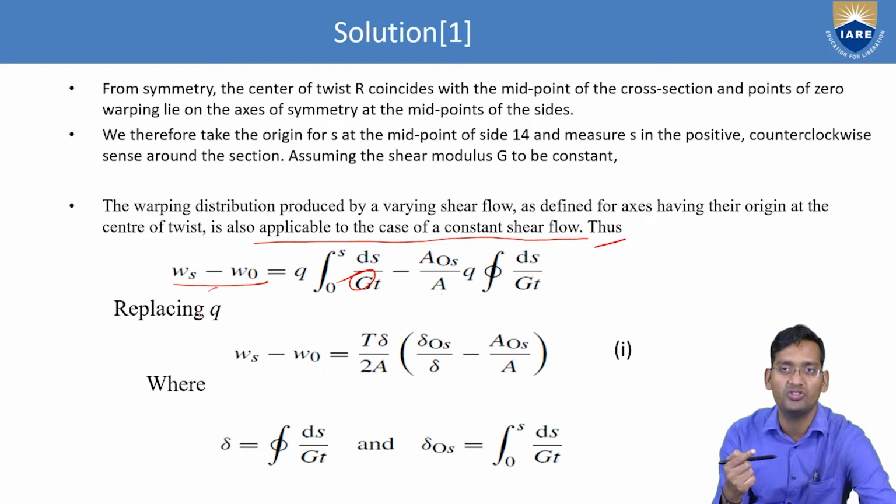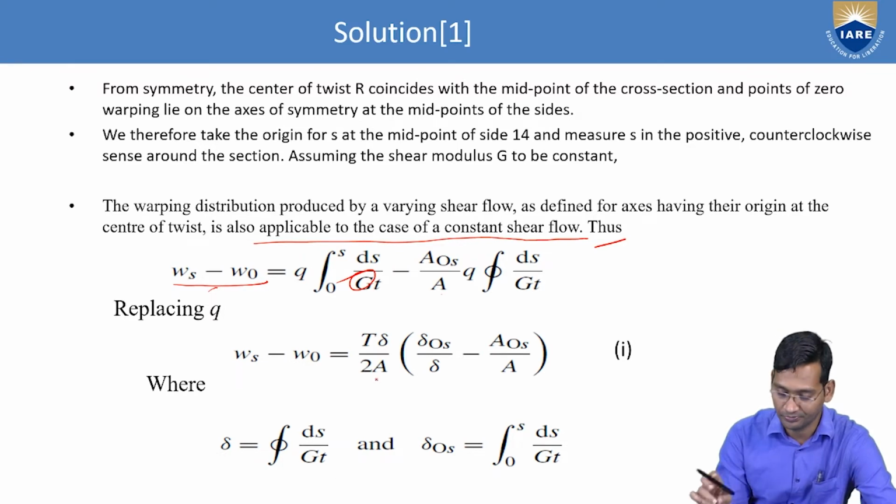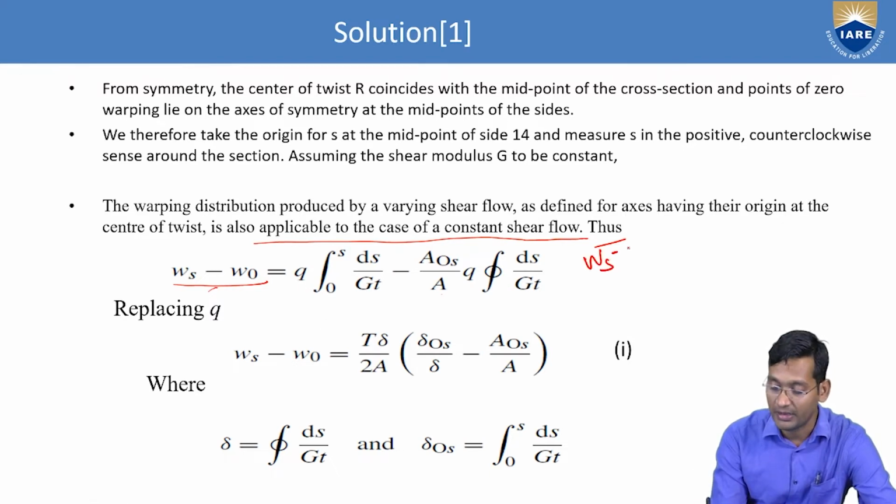In that also we use T by 2A. Okay, so for replacing it, W_S minus W naught equals Q, and for this Q, T by 2A. I'm just writing first: W_S minus W naught is equal to Q, Q as T by 2A. I'm just replacing. Then the closed integral, 0 to S, ds by gt.